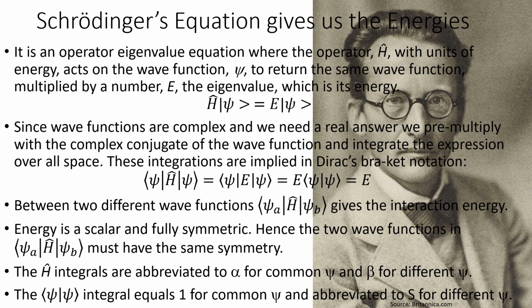Now if the integral has got two different wave functions involved, then we're going to have to work out what that result is. And so this kind of integral is called S, the so-called overlap integral between two different wave functions. And so S is the abbreviation that we use for that sort of integral between two different wave functions.